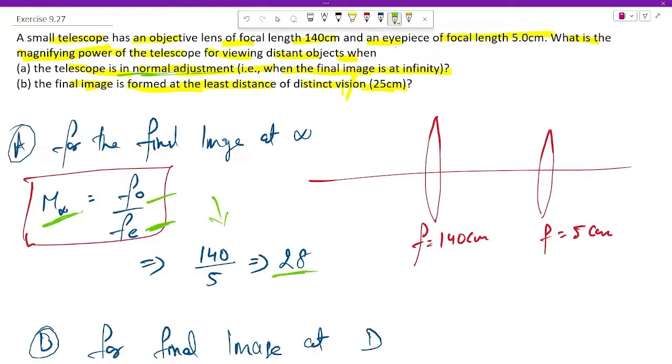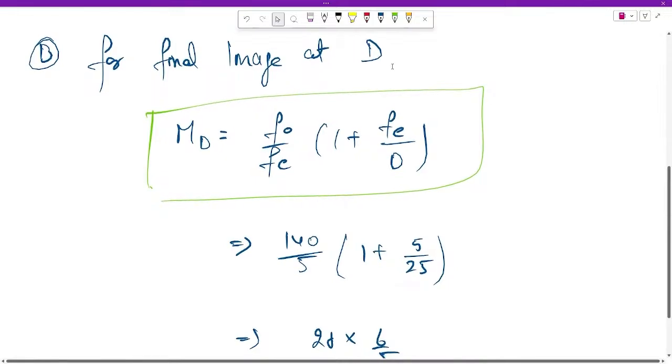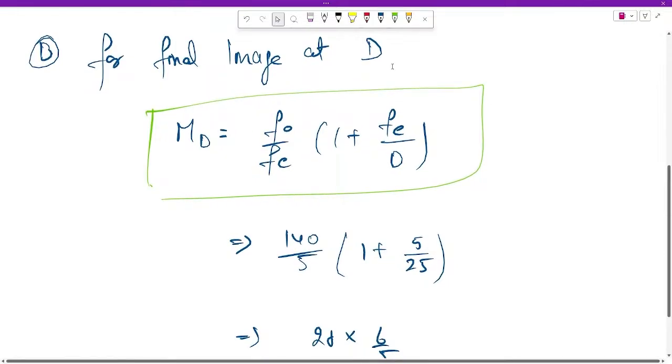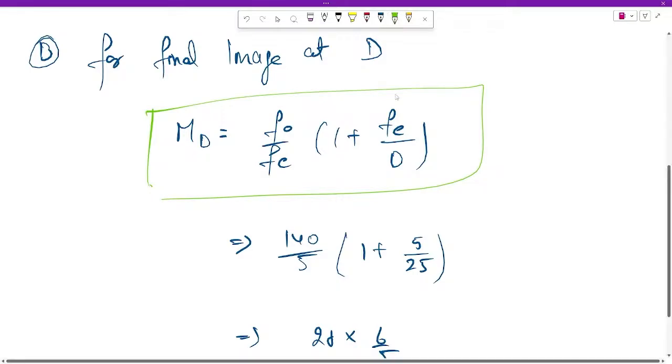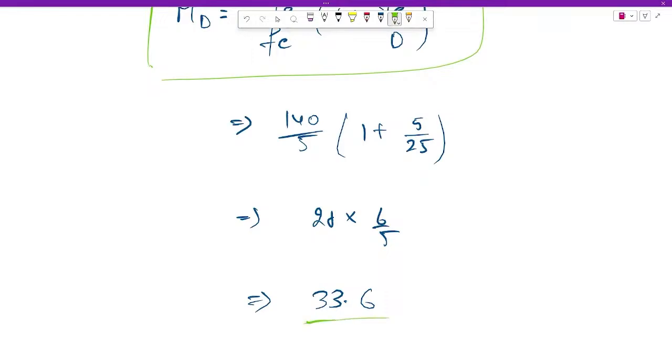Similarly, for the case where the final image is forming at D, the formula is given by the focal length of the objective divided by the focal length of the eyepiece multiplied by 1 plus Fe by D. Now using this formula, we get a value of 33.6. So we see that the magnifying power in the second case is greater than in the first case; that is, the magnifying power when the final image is forming at the least distance of distinct vision is greater than when the image is forming at infinity.